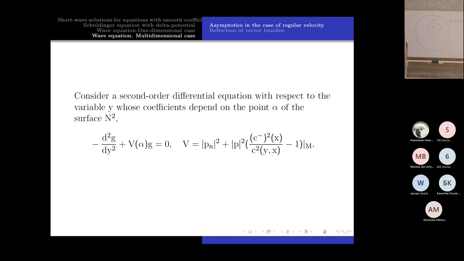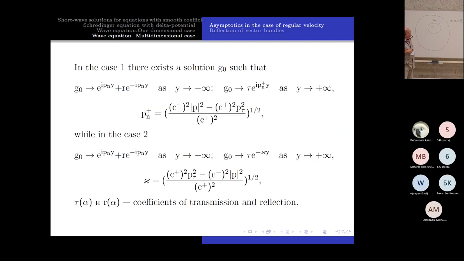of the second order. This equation has this form, and the analog of the potential here is written down here. This function depends on phi and also depends on the points of this surface in the phase space, as on parameters. Okay, it parametrically depends on the points of this surface. And again, we have to consider for this equation the coefficients of transmission and reflection.